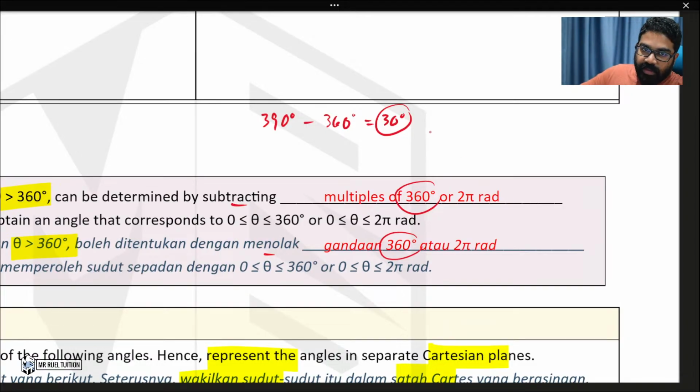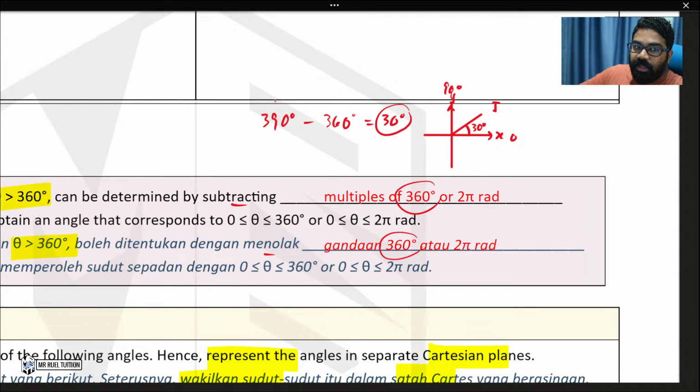Let's see. Okay. So positive 30 is where? Positive 30 di mana? Positive 30 is here. First quadrant. Sukuan 1 kan? Because between antara 0 dan 90 darjah, betul? Right? Yes, first quadrant.